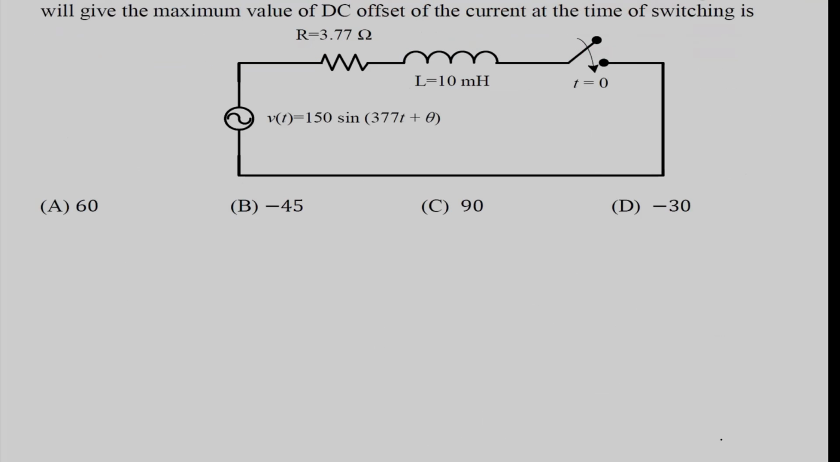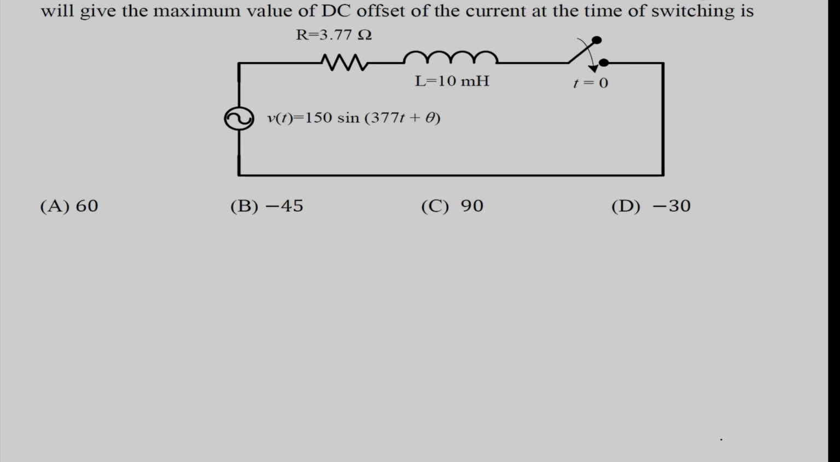Now this is a GATE 2019 question. In the circuit shown below, the switch is closed at t equal to 0. The value of theta which will give maximum DC offset current at the time of switching is asked. If you remember yesterday's derivation, you can straightforwardly tell the answer.